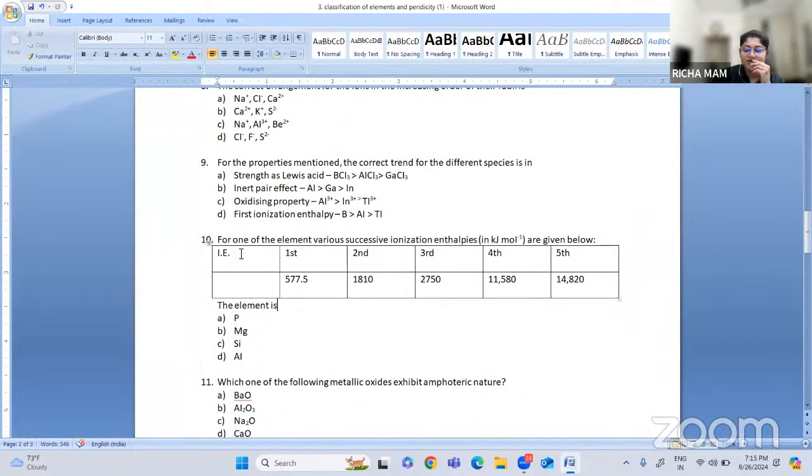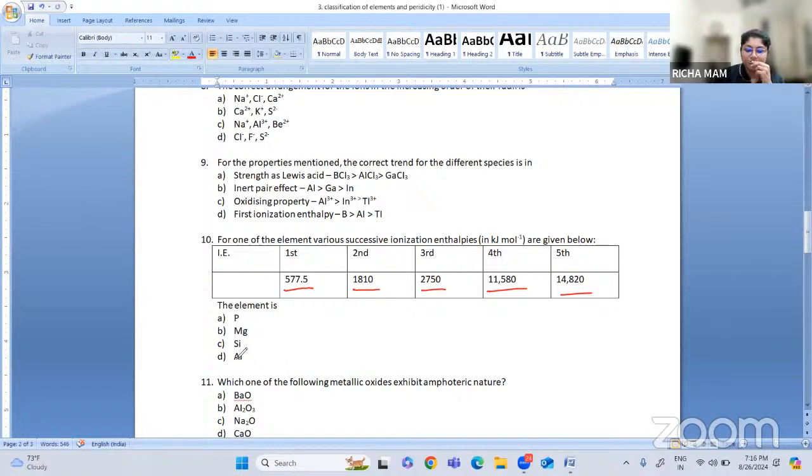As I've already told you, ionization energy increases for successive ionization enthalpy. As you see the values: first 577, then 1810, 2750, 11,580, and 14,000. As you remove the next electron from the isolated gaseous atom, the ionization enthalpy is more and more. Which is the element they have asked? A, phosphorus, B, magnesium, C, silicon, and D, aluminium.